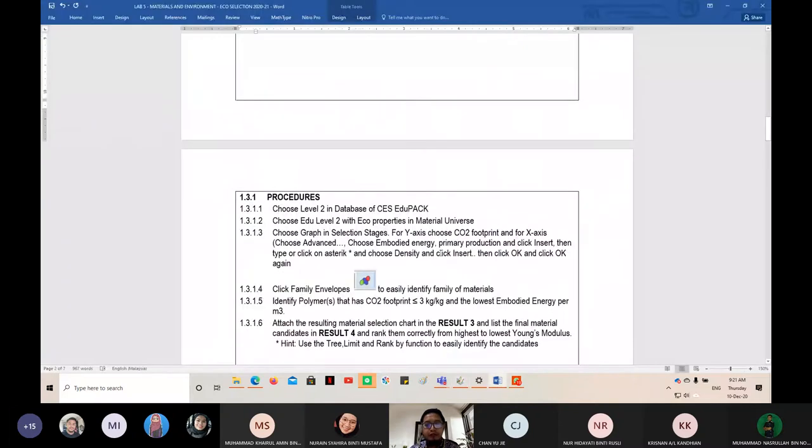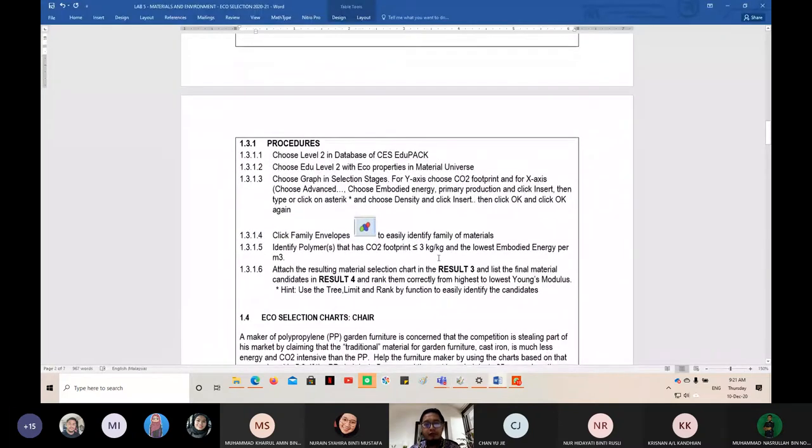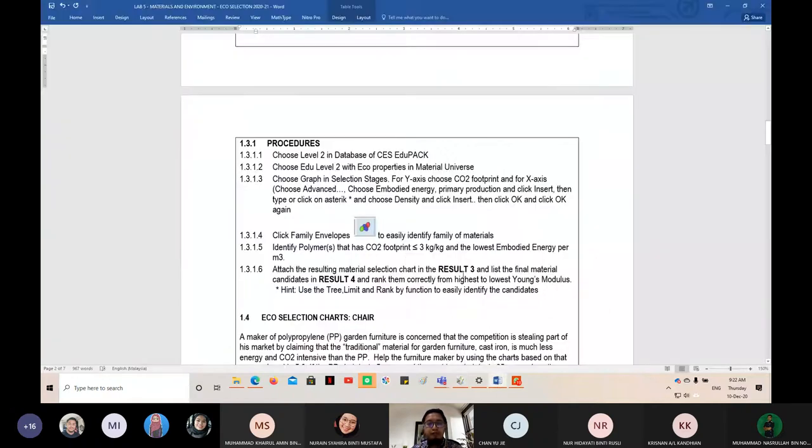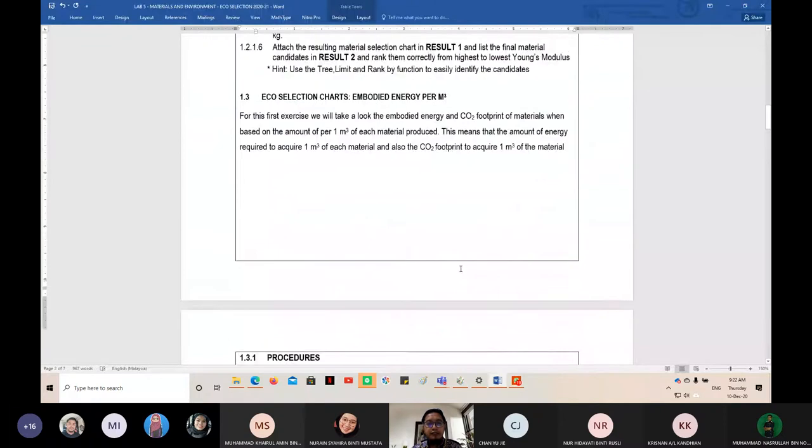So again, that's very straightforward. You relate how much CO2 footprint and also how much energy you generate. It generates less than, I think, somewhere around 40 megajoules per 1 kilogram, around that value. And the highest is PP and polyethylene, for the polymers. So that is the first part.